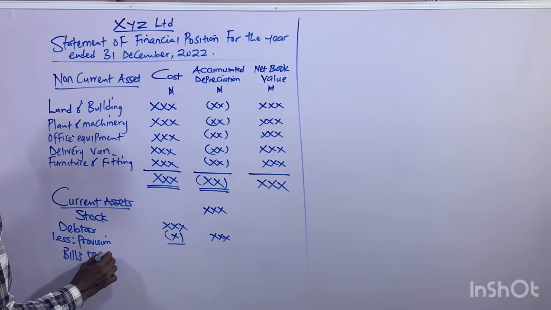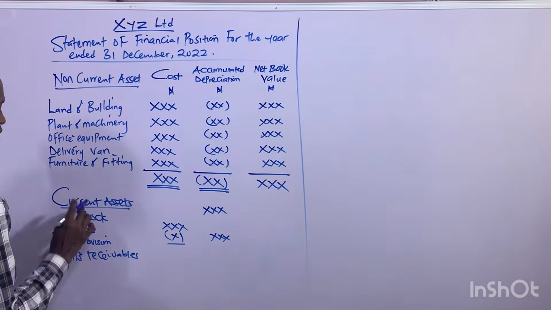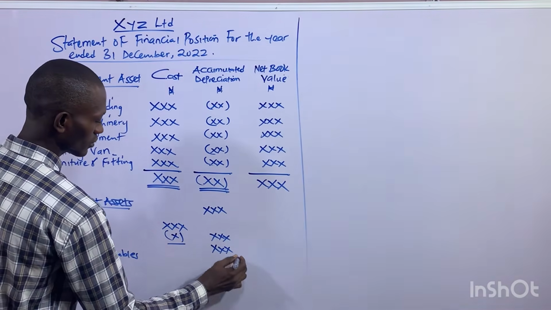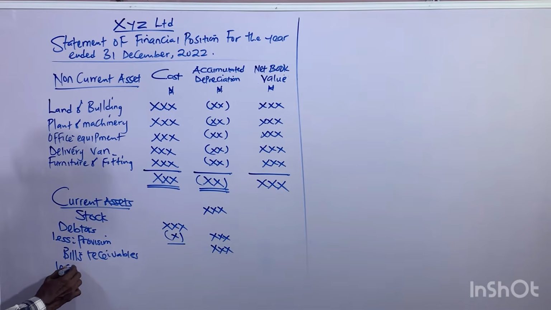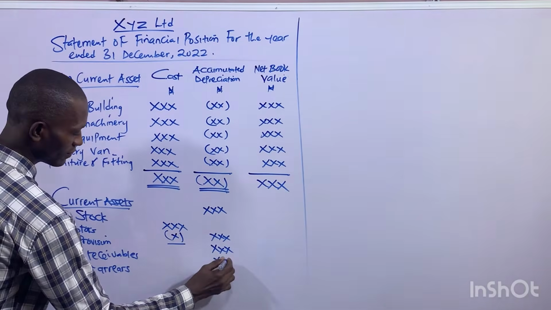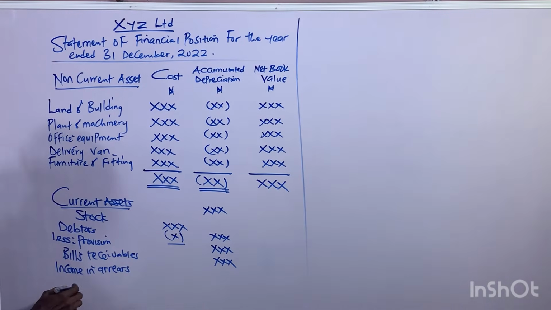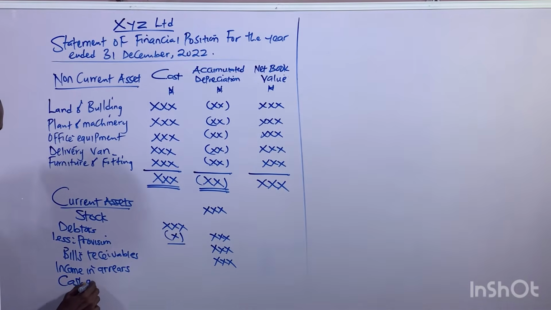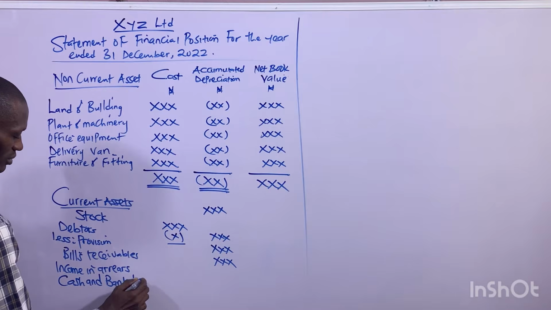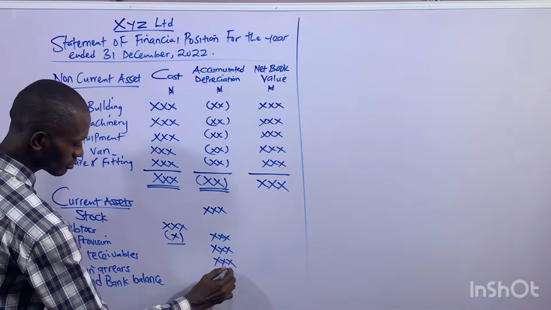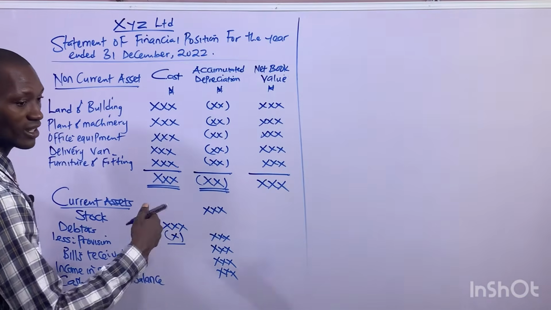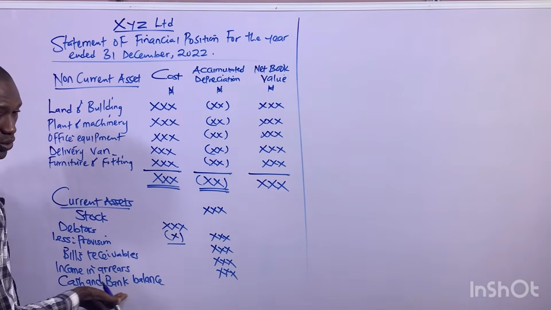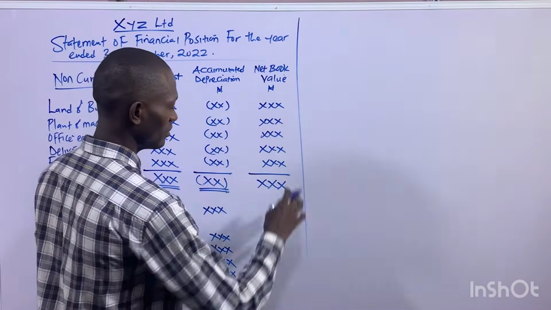Then you could have bills receivable. Bills receivable is also a component of current assets. Then you have income in arrears. Income in arrears is also a component of current assets. Then we have cash and bank balance. Most times we have cash in hand, cash at bank. It's put together here as cash and bank balance.